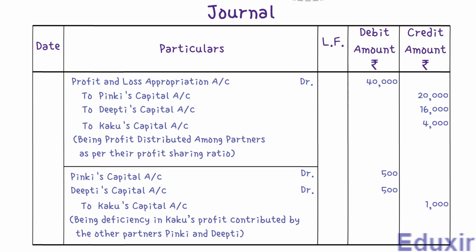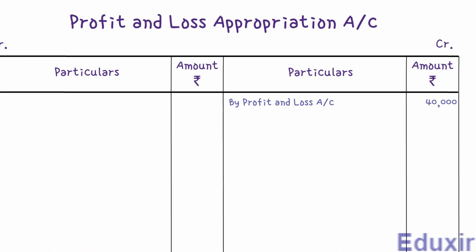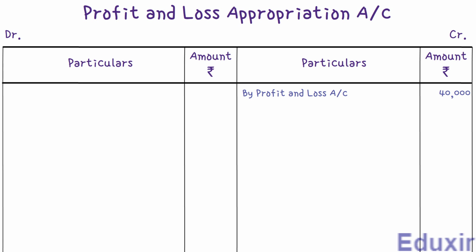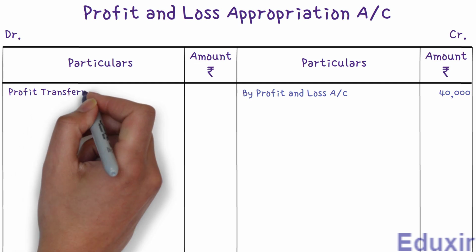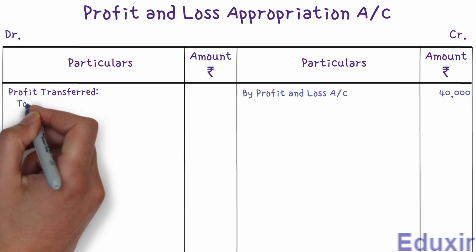Now, the preparation of the partner's capital account is not in the scope of this problem. So, let's leave out the partner's capital account related entries and let's directly post the profit and loss appropriation account related entries into the profit and loss appropriation account. Let us first write the subheader profit transferred in the particulars column on the debit side. Let's then write to Pinky's capital account.